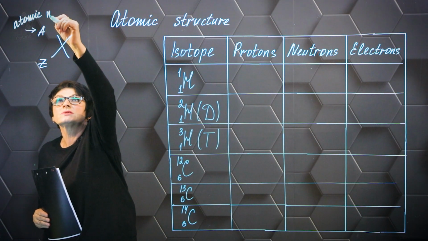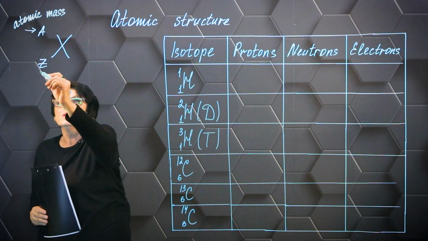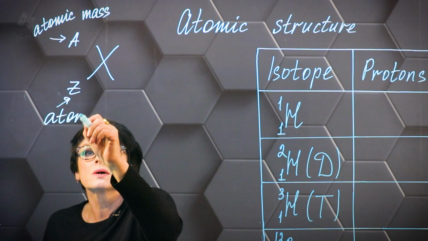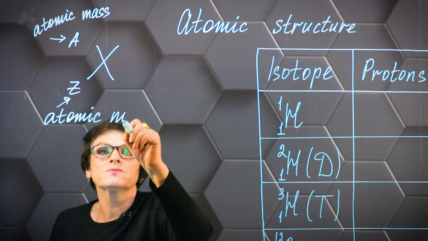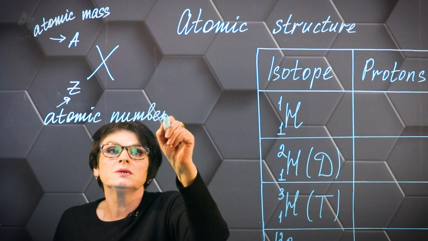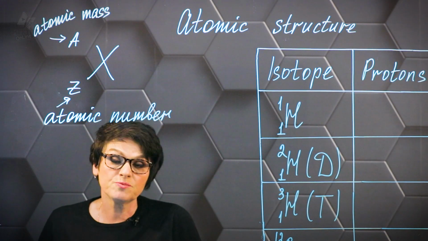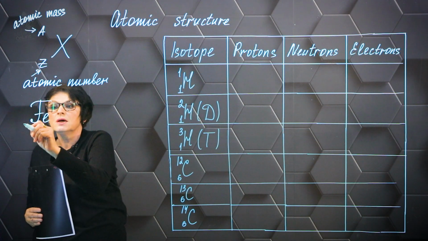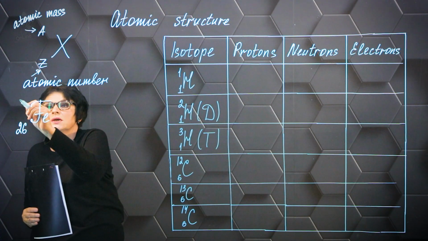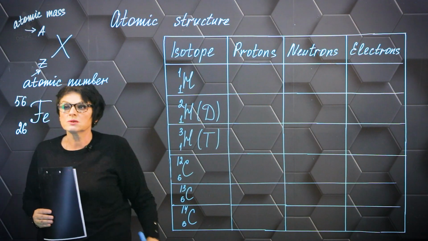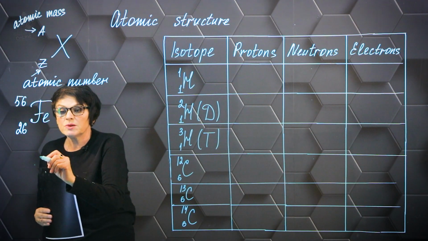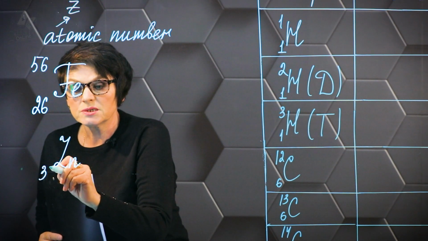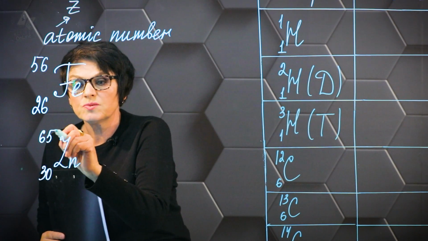which is usually written at the top, and then at the bottom is the atomic number, which we traditionally write down at the bottom. For each element, we find these data respectively in the periodic table. For example, if we take the element iron, its ordinal number is 26 and its rounded mass of one of its isotopes is 56. Or, for example, if we take the element zinc, its number is 30 and the mass of one of its isotopes is 65.